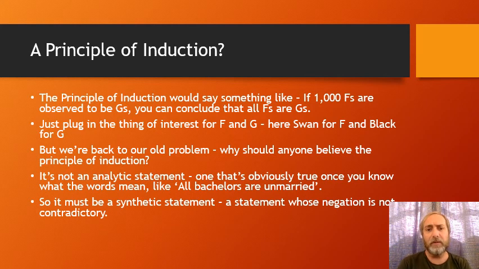So the principle of induction, if such a thing existed, would say something like, if 1,000 Fs are observed to be Gs, right? And these Fs and Gs, you'll run into this a lot, just stand for any arbitrary property that something might have. So 1,000 things are observed to be swans, and they're also observed to be white. F being is a swan and G being is white. You can conclude that all Fs are Gs, right? So just plug in the thing of interest for F and G. Here it's swan for F, and I should have said white for G, sorry.